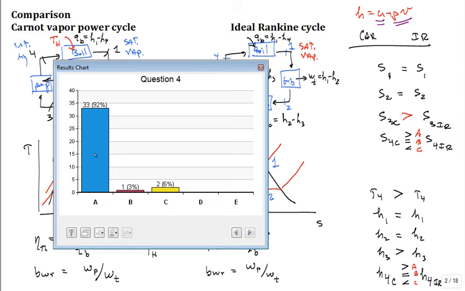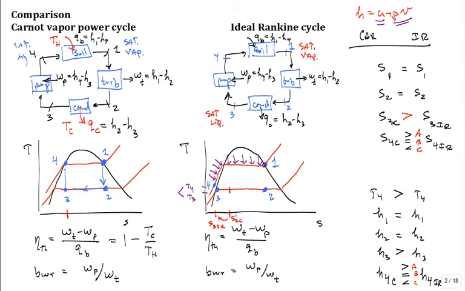All right. So what happens is the entropy at state 3 Carnot is exactly the same as entropy at state 4 Carnot, because you're putting it through the pump and it's reversible, boosting the pressure. Entropy's the same, right? And for the ideal Rankine, S3 is equal to S4.